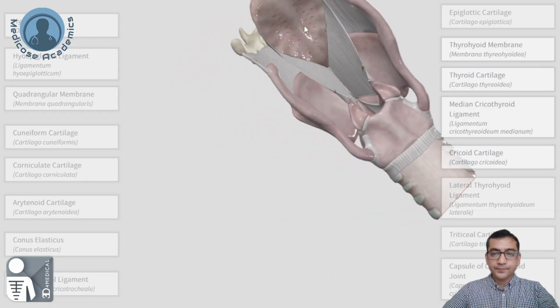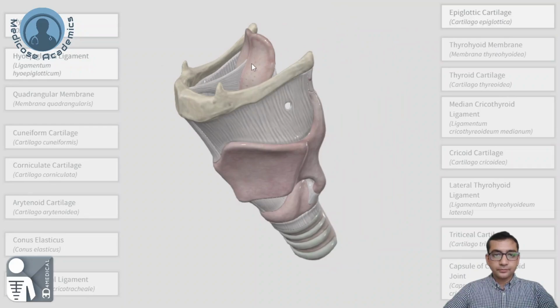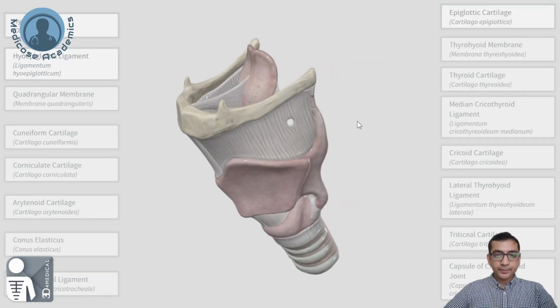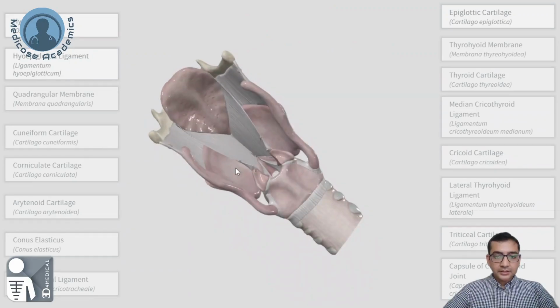And then we have this epiglottis. These are the three cartilages that are unpaired. Then let's look at the paired cartilages.